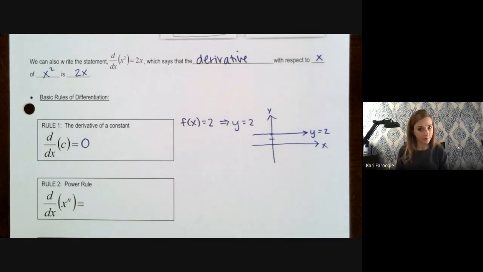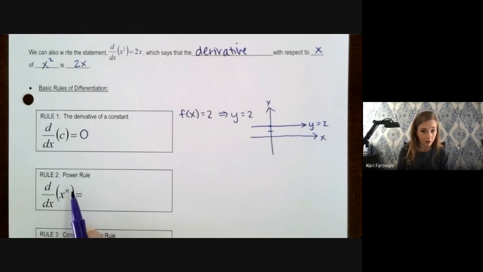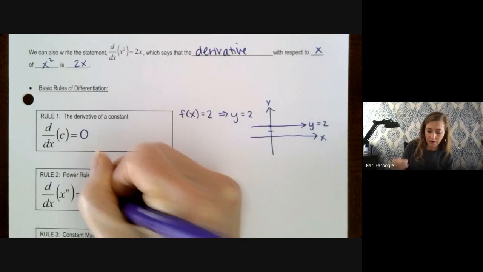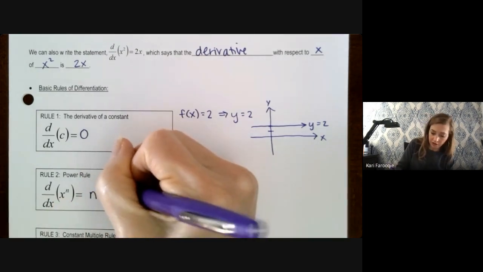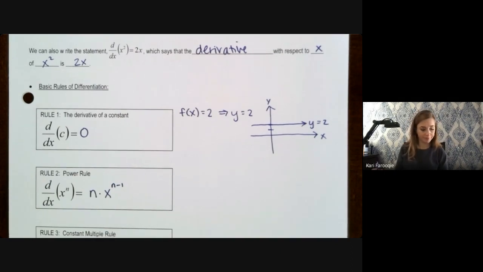The power rule is really, really important. For the power rule, we're taking the derivative with respect to x of some function where you have x to the nth power. In this case, we're going to take the nth power and put it in front of the function. Then we're going to rewrite the base of the function, which in this case is x, and we're going to decrease the power by 1. So this is your power rule.